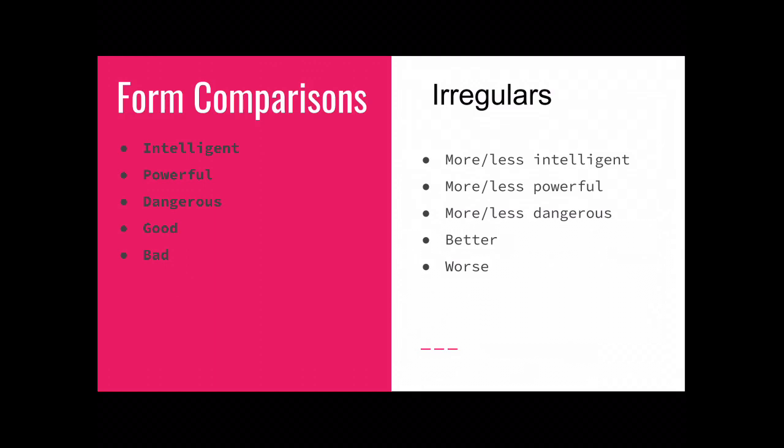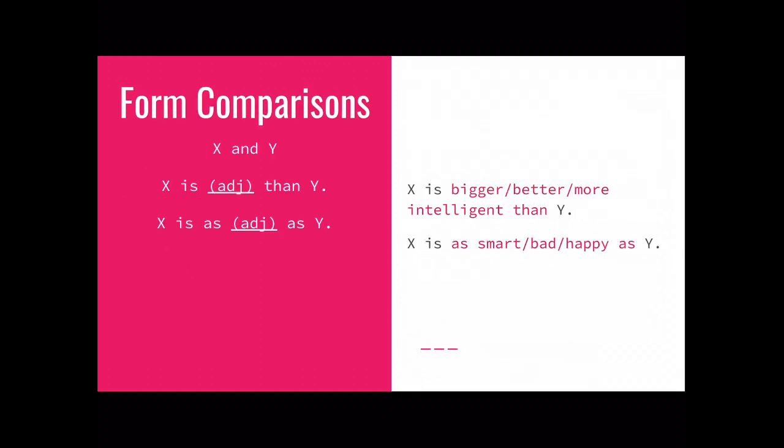We are now going to talk about how to form the sentences. We're going to compare x and y. So I have x is blank, then y. ADJ simply means adjective. So any kind of description word that you would like to put goes here. So what you need is an adjective and the word than. For example, x is bigger than y. X is better than y. X is more intelligent than y.